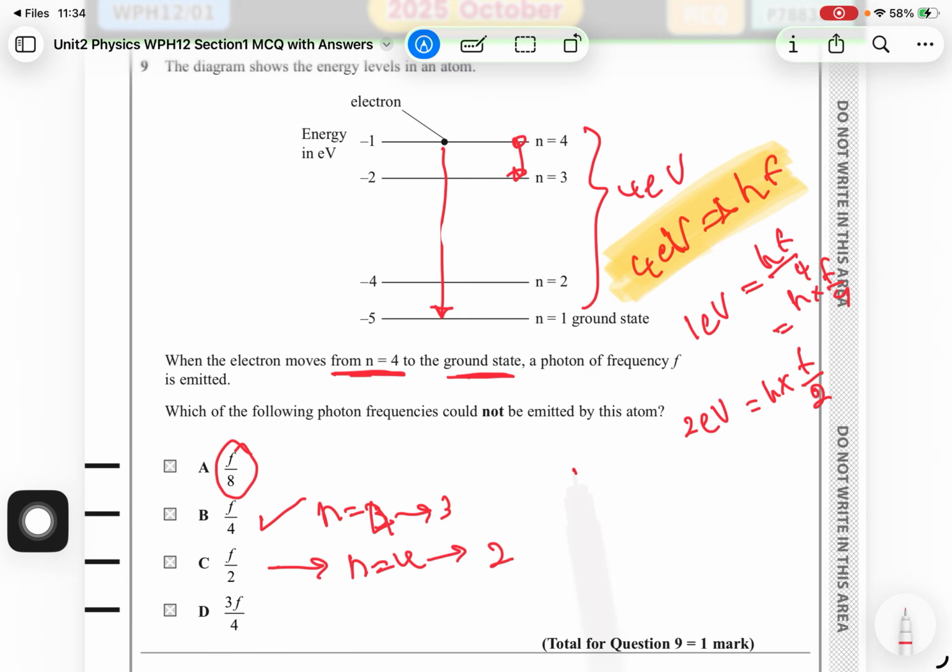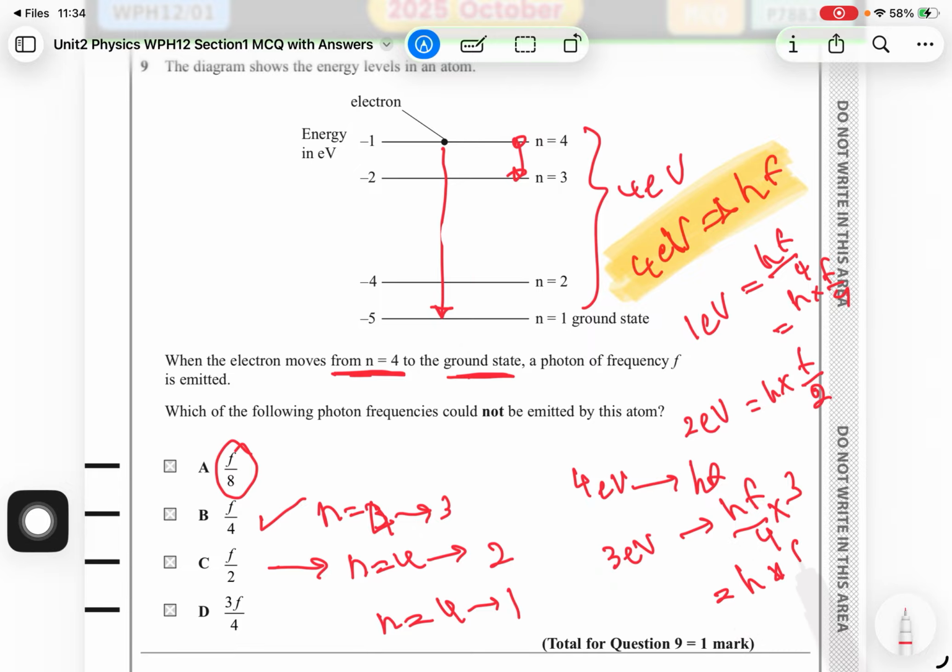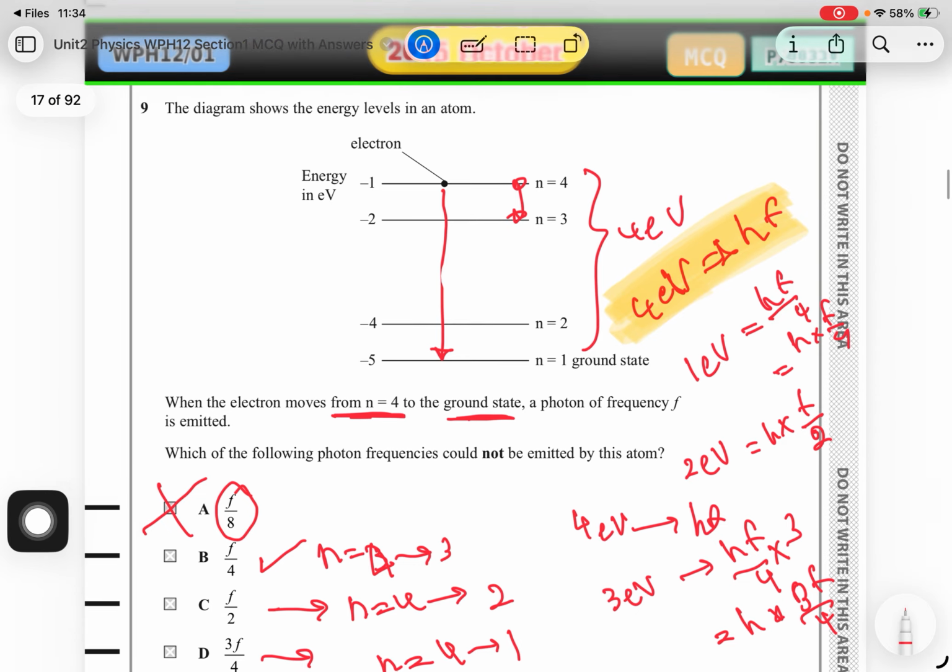The other one: 4 electron volts is HF, so we want to check n equals 4 to 1. There will be 3 electron volts. How it's going to come is 3F divided by 4. By considering this, these are the possible options. So this is the one which cannot be. I think this approach makes it cleaner and more explainable.